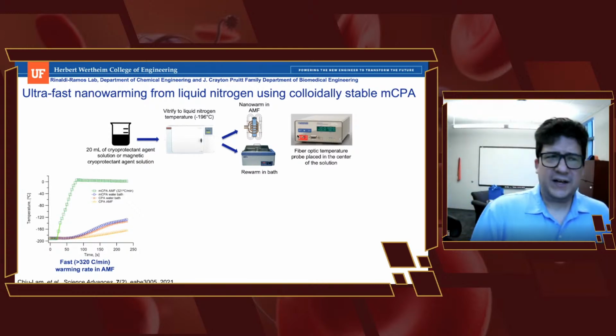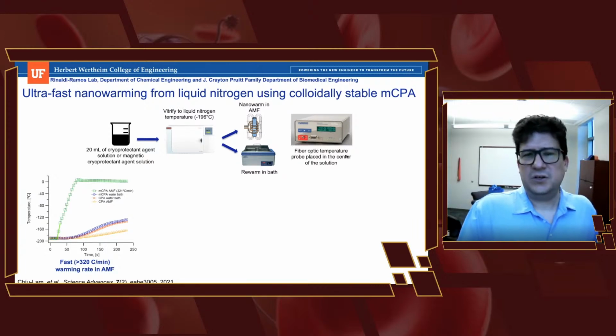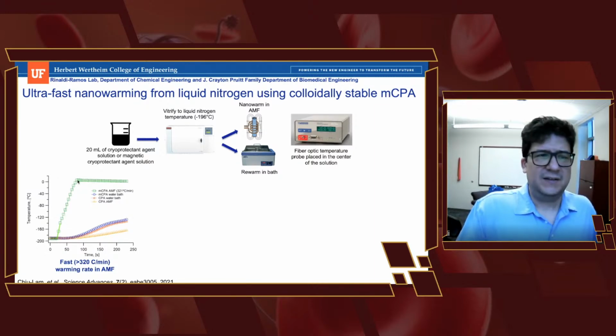They're also capable of ultra fast heating. Here we take about 20 milliliters of this cryopreservation agent solution, either with or without magnetic particles, vitrify it to liquid nitrogen temperature, and either rewarm it in a bath or in an alternating magnetic field while we measure the temperature using a fiber optic probe. Here, the green data is the cryopreservation agent with the nanoparticles being heated in the magnetic field. You can see that over a span of less than 100 seconds, we go from liquid nitrogen temperature to room temperature. That is a heating rate of about 320 degrees C per minute.